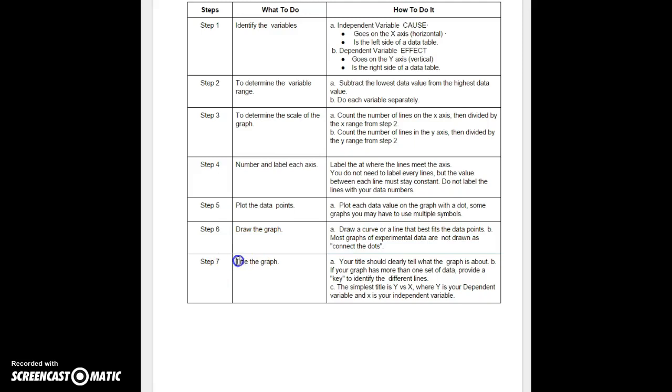And the final step for making our graph is we're going to title our graph. And the easiest way to do it is to simply title it y versus x, where the y is the dependent variable and your x is your independent variable. So your title for the helicopter lab, in particular, the one that you need to title today, should be something like time versus what it was that you manipulated or changed in the experiment. Many people changed the number of paper clips or the mass or the length of the wing. So your title should be time versus length of wing, or time versus number of paper clips added.